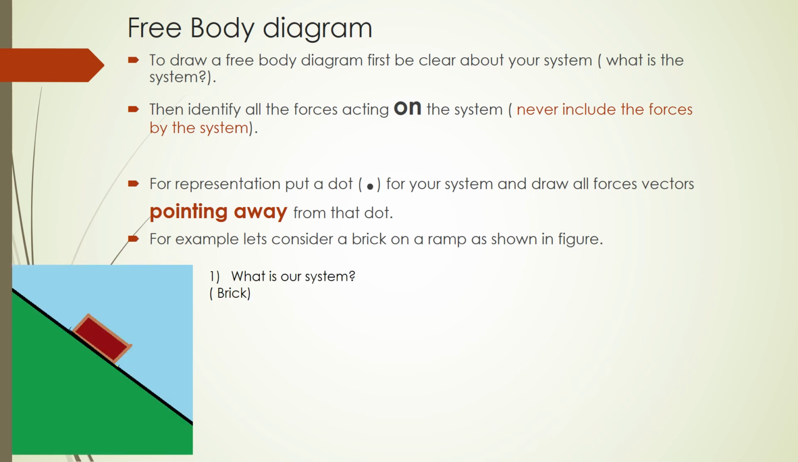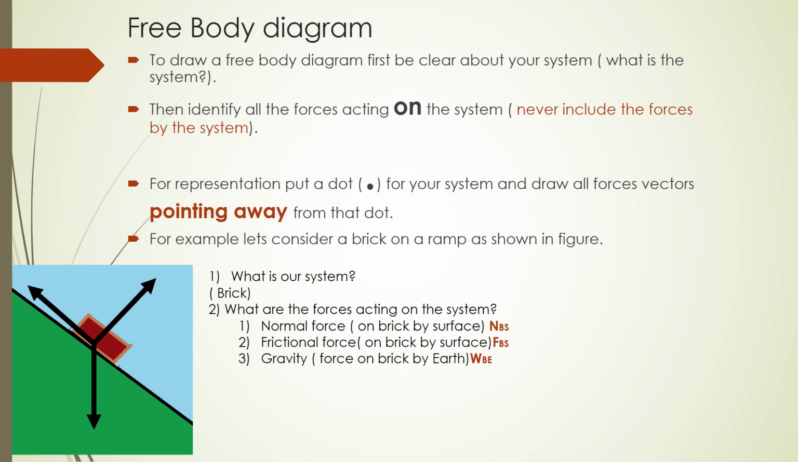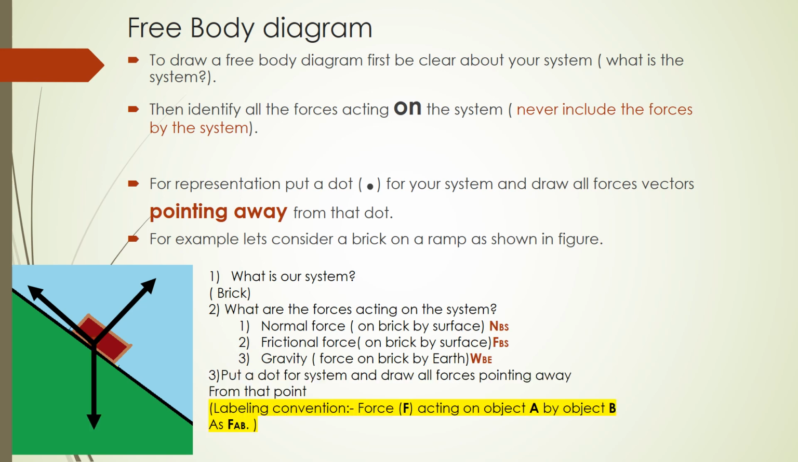So what is the system? The system is the brick. What are the forces acting on the system? Well, one, we have the normal force on the brick by the surface. We have frictional forces on the brick by the surface. We have gravity, the force on the brick by the earth. Now put a dot for the system and draw all the forces pointing away from that point.